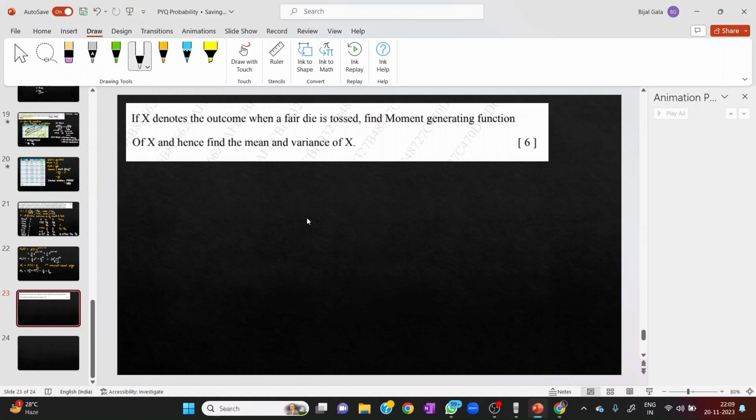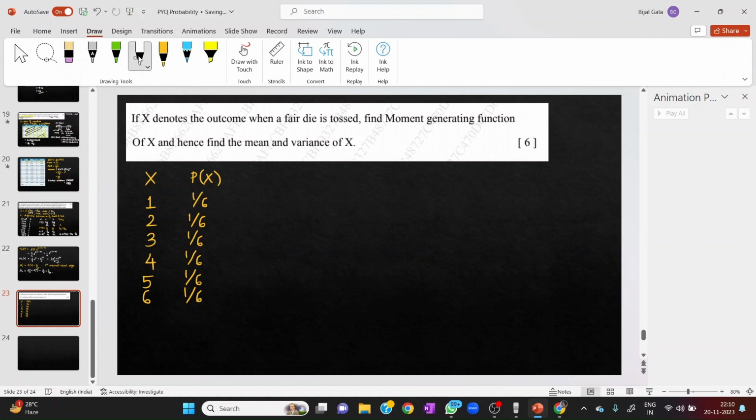Okay. So X is the outcome of a fair die. When you roll the die, you get 1, 2, 3, 4, 5, 6. We need to find P(x). 1 will be 1 out of 6, 2 will also be 1 out of 6, and so on. All are 1 out of 6.